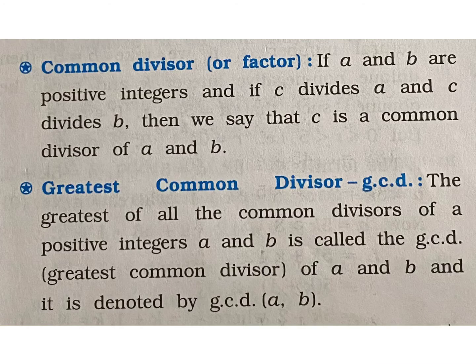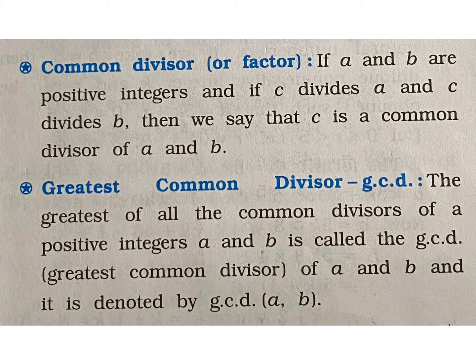Now the application of Euclid's division algorithm. It is used to find GCD, that is greatest common divisor. First of all, what is common divisor? If A and B are positive integers and if C divides A and C also divides B, then we can say that C is common divisor of A and B. For example, 2 divides 4 also and 2 divides 6 also. So 2 is a common divisor of 4 and 6.